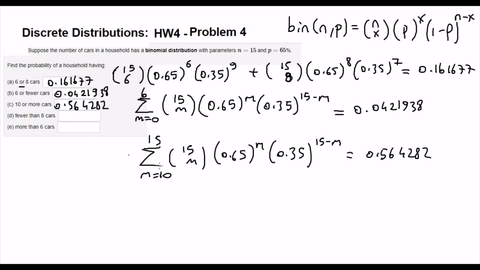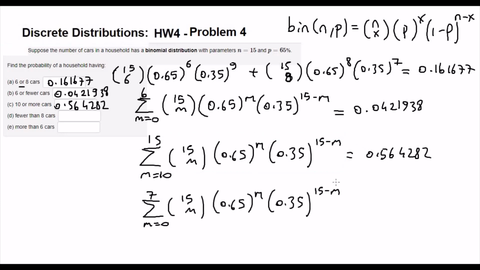Fewer than 8 cars is the summation from 0 to 7 cars. And again the same parameters. So we can copy paste this part. And you're going to obtain here 0.113331.